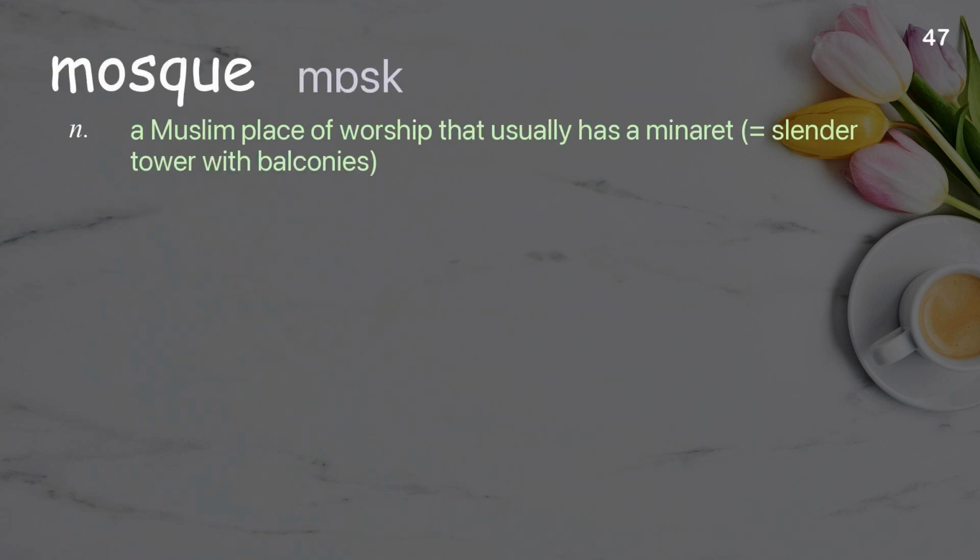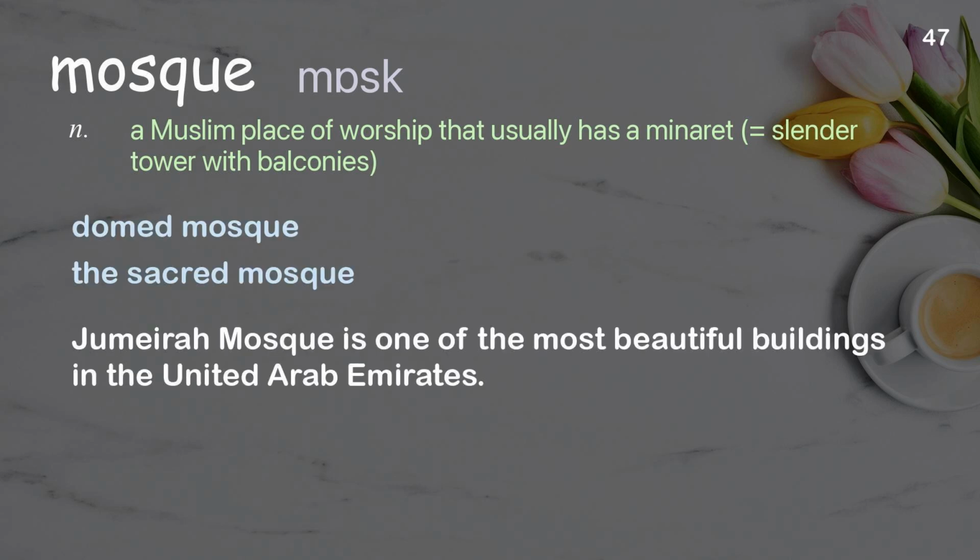Mosque. A Muslim place of worship that usually has a minaret, a slender tower with balconies. Examples: domed mosque. The sacred mosque. Jumeirah Mosque is one of the most beautiful buildings in the United Arab Emirates.